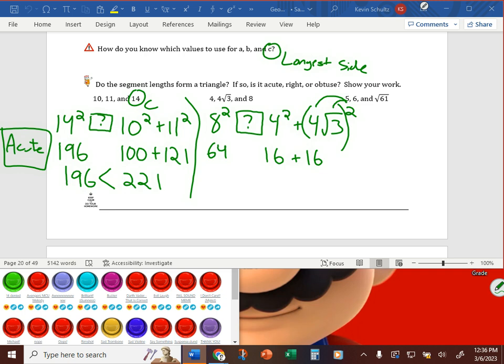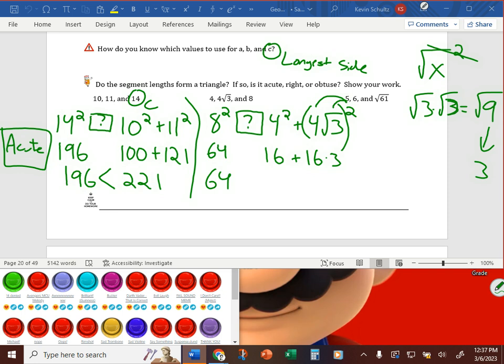Remember last year we talked about what happens when you square something under the root? Roots and exponents are opposite operations, right? These cancel out. And so the root of 3 squared, if you multiply root 3 times itself, root 3 times root 3 gives you the root of 9, which equals 3, right? Essentially, the roots and the power just cancel out. But a lot of people forget about that coefficient 4. It's going to be 16 times 3.